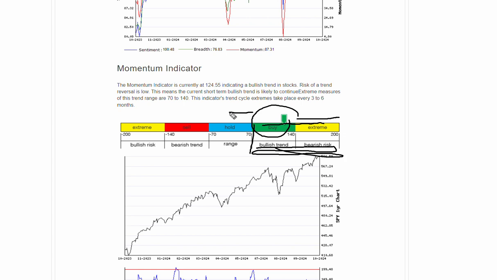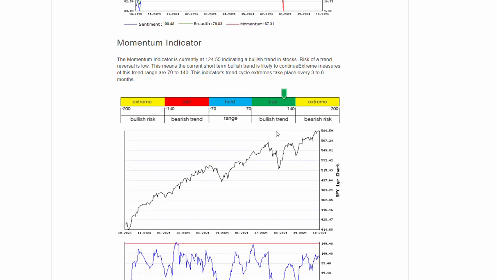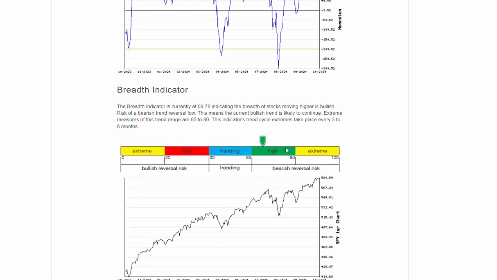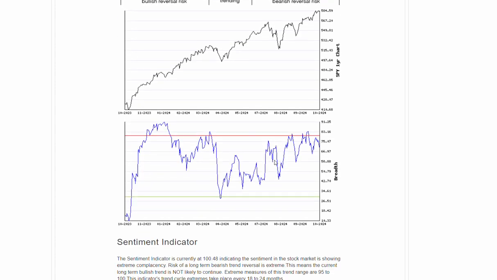Okay, once we slip back into this hold and then slip back into the sell, then we start to shift trend structure, and we've got to manage things slightly different. Okay, so this is a good location for a potential of more upside. We want to see a pullback, and we want to see that momentum indicator in that zone. We also want to see breadth in that zone, which it is.